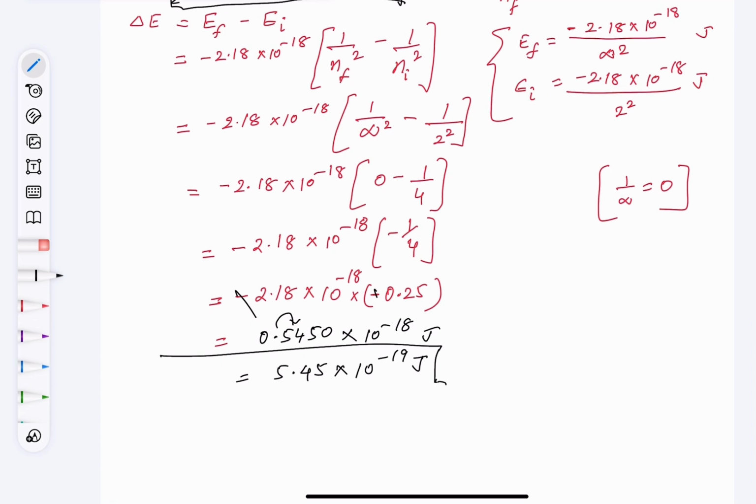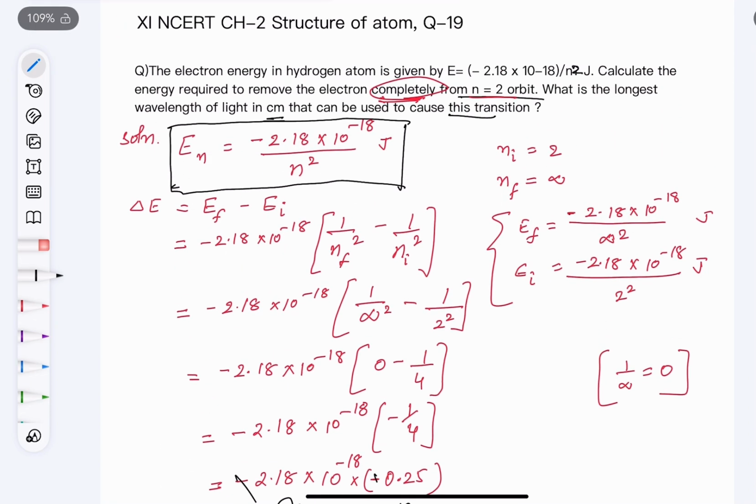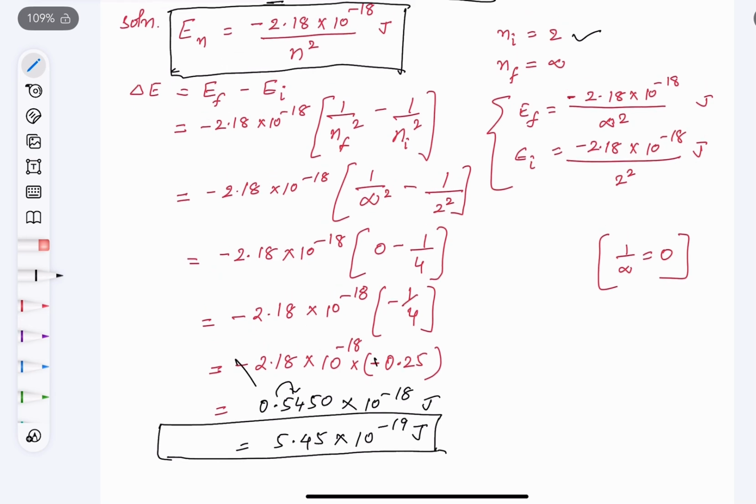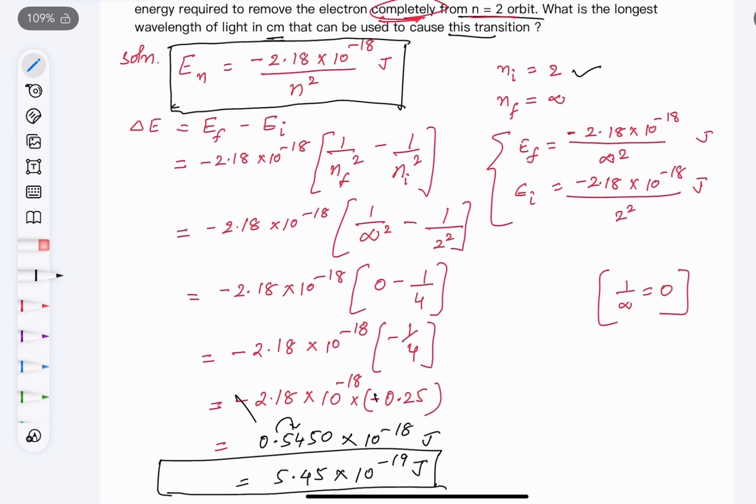as the energy which we just now found out to remove an electron from the second orbit. Okay, now they are also asking you to calculate the longest wavelength of light in centimeters that is used to cause this transition.